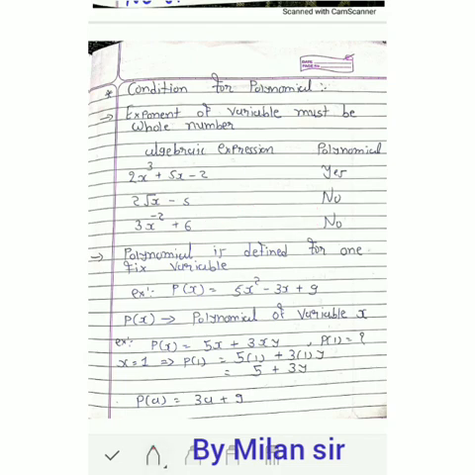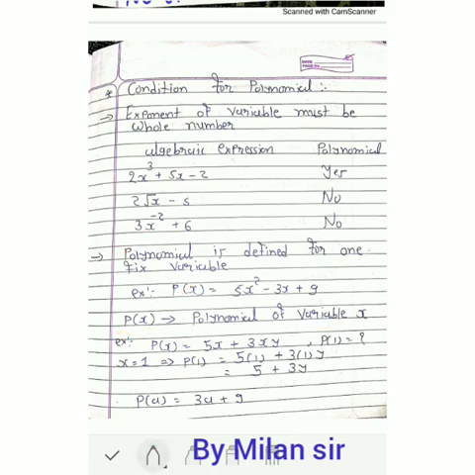Next, a polynomial is defined for one fixed variable. A polynomial is defined for one fixed variable and it is represented by p of x. Now how can we read p of x? P of x means polynomial of variable x.